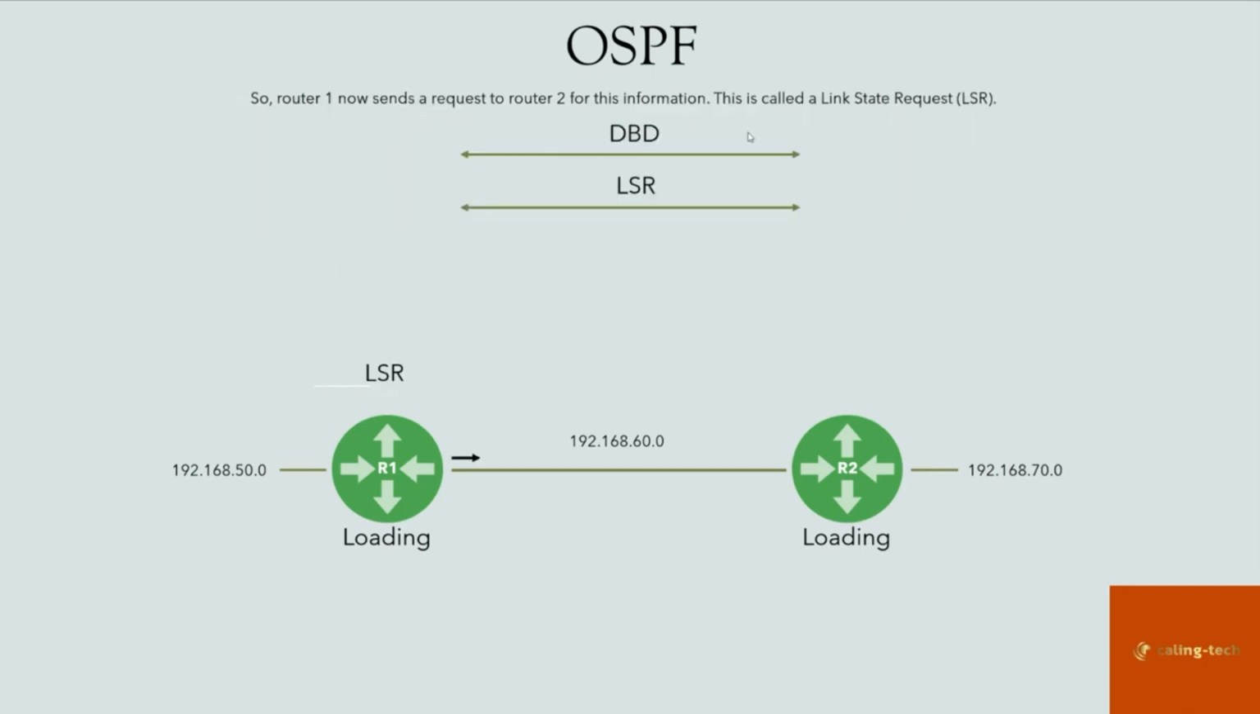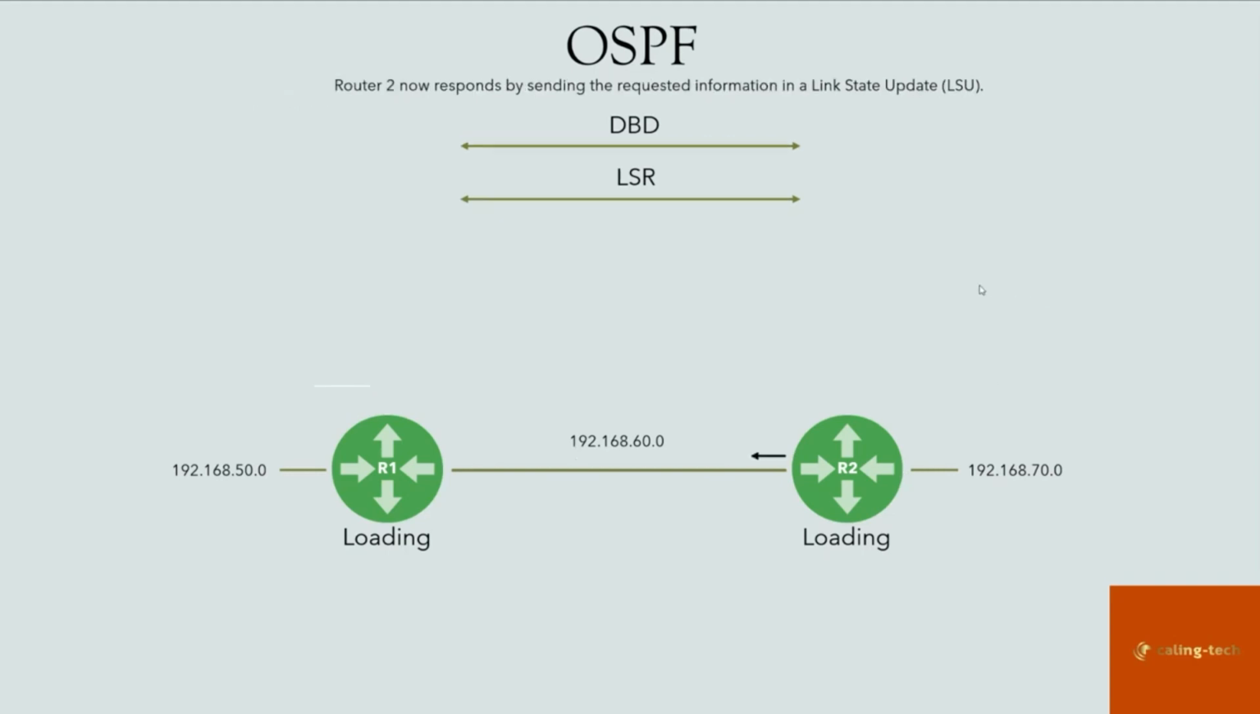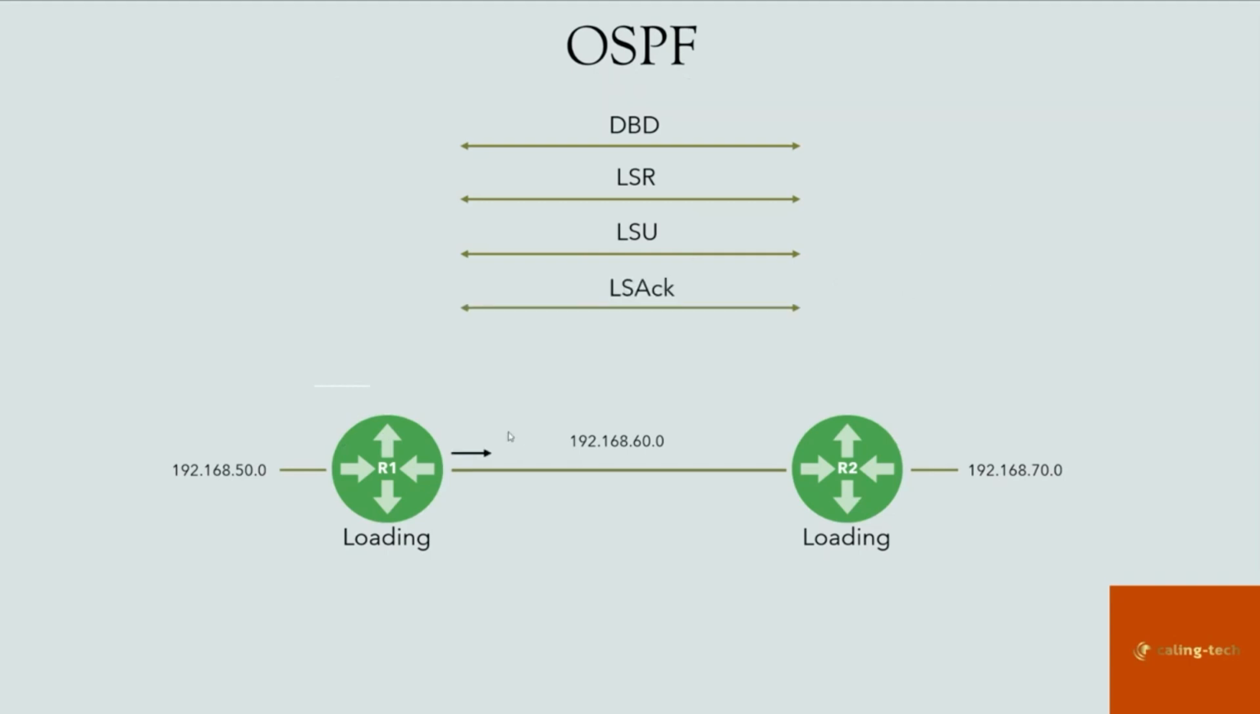So router 1 actually sends a request to router 2 for the information, and this is called a link state request. So we have the database descriptor followed by the link state request that router 1 sends to router 2. Router 2 responds by sending the requested information in a link state update, and it sends that back to router 1. Router 1 then sends a link state acknowledgement back to router 2.